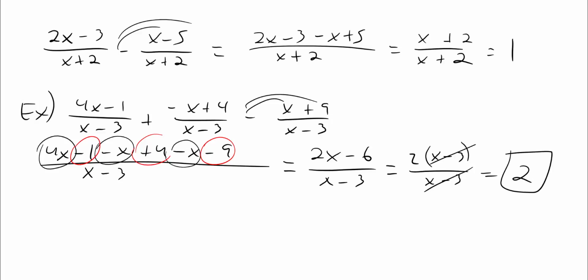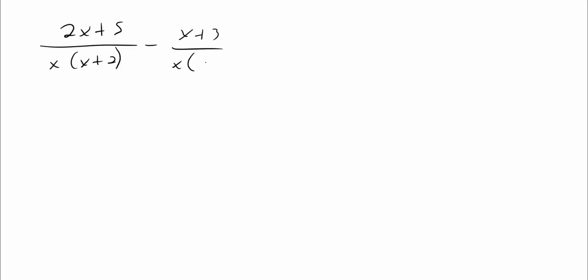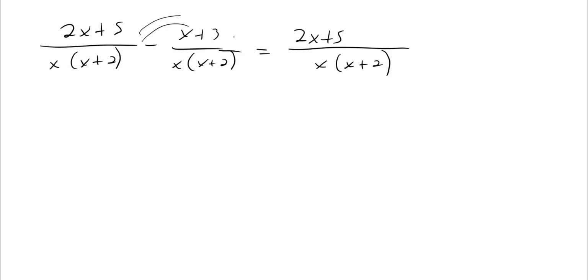Okay? Just a couple more examples. I think it's just good to see a bunch of different examples here. Okay, the next one is going to be 2x plus 5 over x times x plus 2 minus x plus 3 over x times x plus 2. Okay, no big deal. So here, wait, let me put the denominator x times x plus 2. And I'm going to have 2x plus 5, and I'm going to distribute the negative, so minus x minus 3.